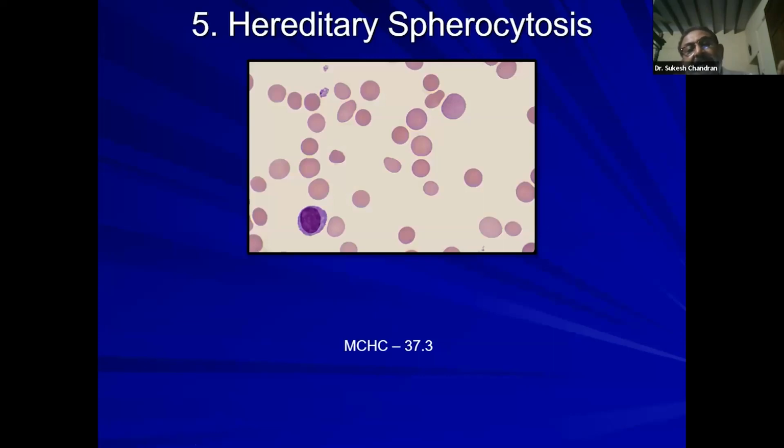And in red cells, if you get an MCHC of more than 36, which is a calculated parameter, even though it's calculated, it will give you two important diagnoses. One is hereditary spherocytosis, and the other one is sickle cell anemia.